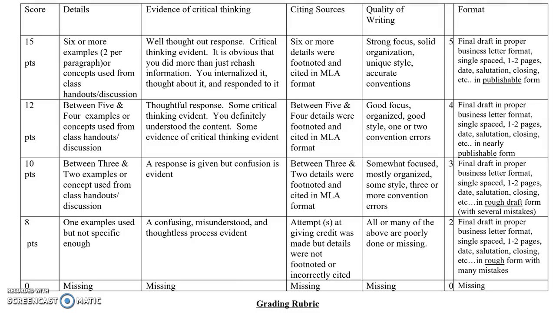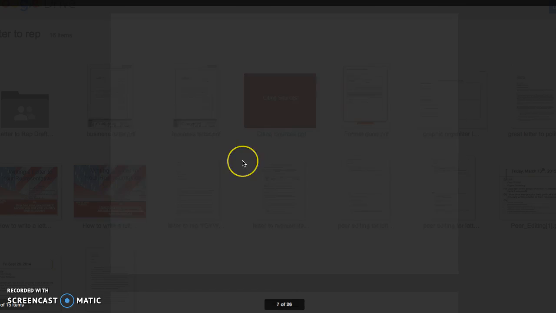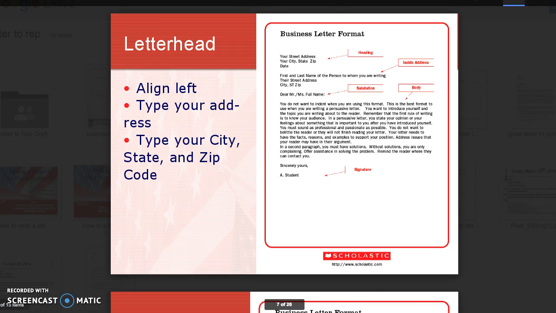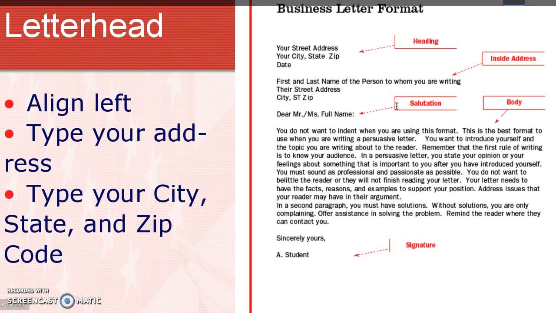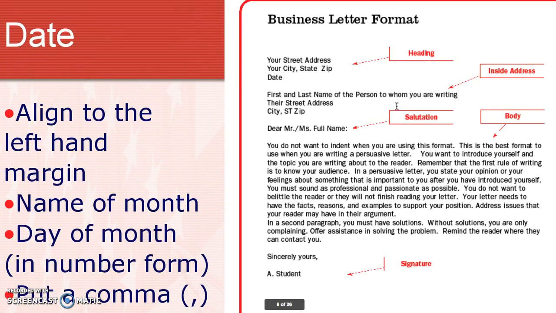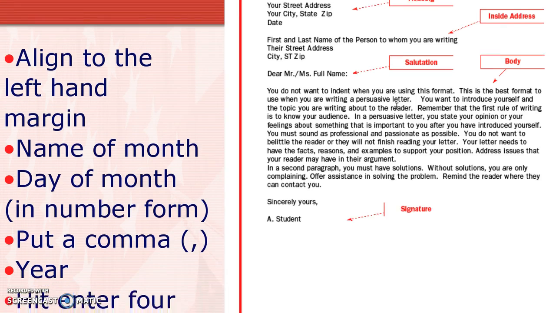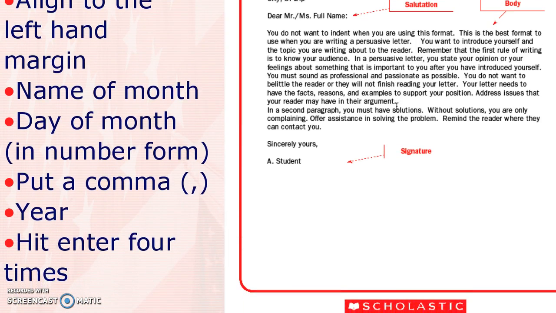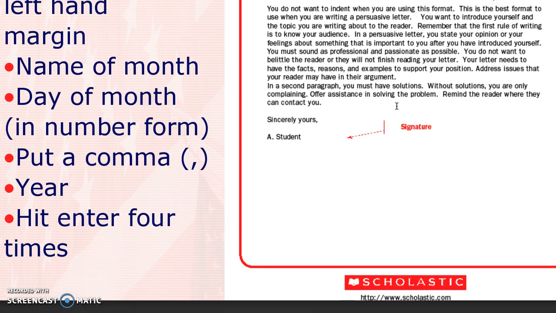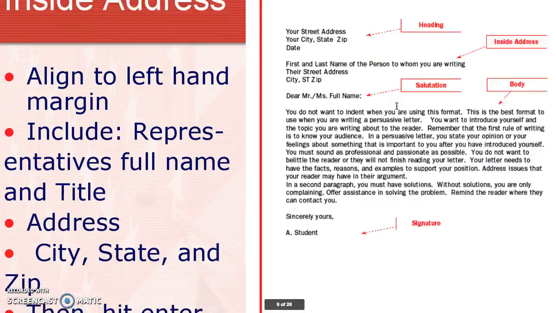Okay, with that, you'll notice there is a PowerPoint in here that goes over this. I don't like this business letter format as well as the other one, but it is good to have in here, where it tells you what to do with your city, state, and name, and the date with the name of the month, like October 7th, comma, and the year.